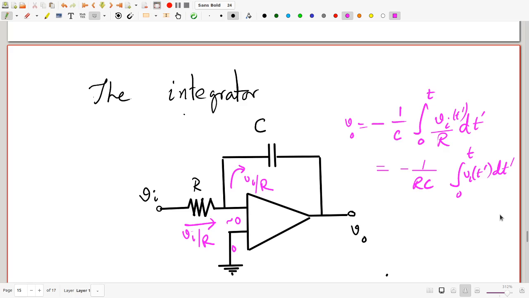Again, if there were an initial voltage drop across the capacitor, that would have to figure into this. But modulo that, what you have is a circuit whose output is going to be proportional to the integral of the input. Now, to be frank, this circuit has some problems. We are going to explain what the problems are and what the solution to that problem is in the next video.